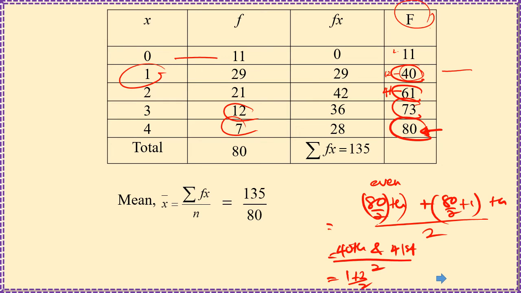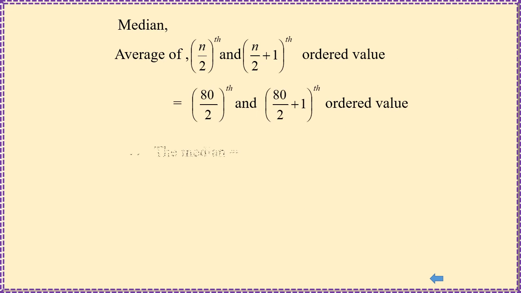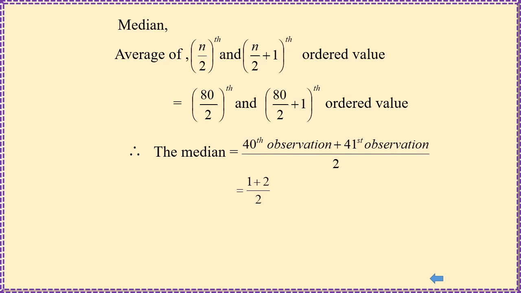So this is what we call the cumulative. Here from 1 to 11. And then we continue from 12 to 40th. And then we continue from 41st to 61st. And then we continue 62nd to 73rd. And then we continue 74th to 80th. Okay. So for the median, we get 1 plus 2 divided by 2 is equal to 1.5.